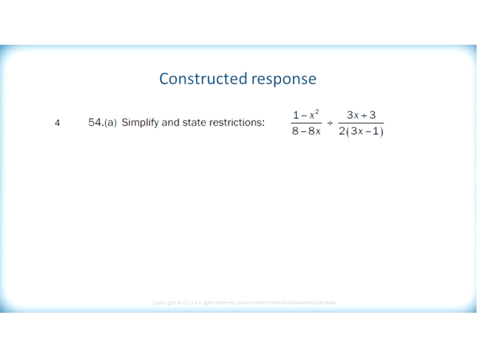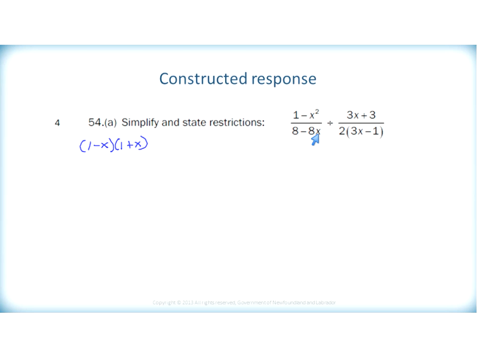The constructed response item, we have simplify and state restrictions. So our simplify here is division. Let's factor first, and in our first expression to factor right here will be a difference of 2 squares. That's 1, which is a perfect square, and x squared, which is a perfect square, and we have a difference. So that's a difference of 2 perfect squares. When we factor that, we have 1 subtract x times 1 plus x.